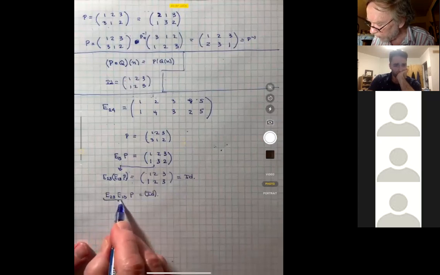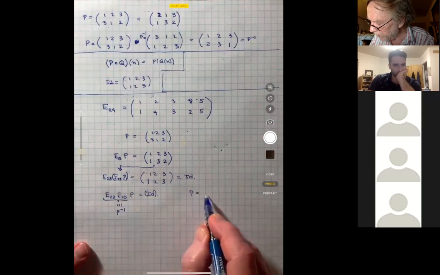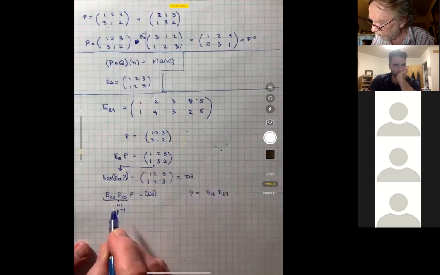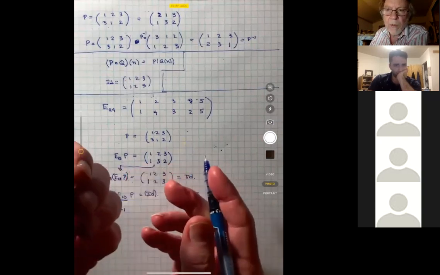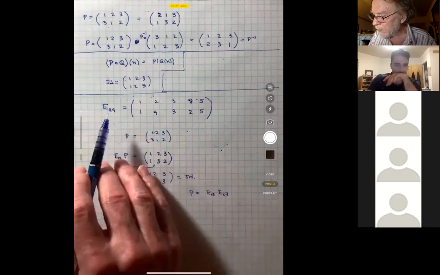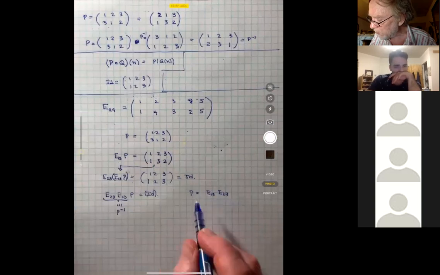And that means that this product of exchanges is equal to P inverse. So if I bring it over to the other side, what I get is P inverse is equal to E13 times E23. I have to read this backwards, and the reason is that to take the inverse of a product, you have to swap the order. Also, the exchange is equal to its own inverse, so I don't need to put minus ones on this.